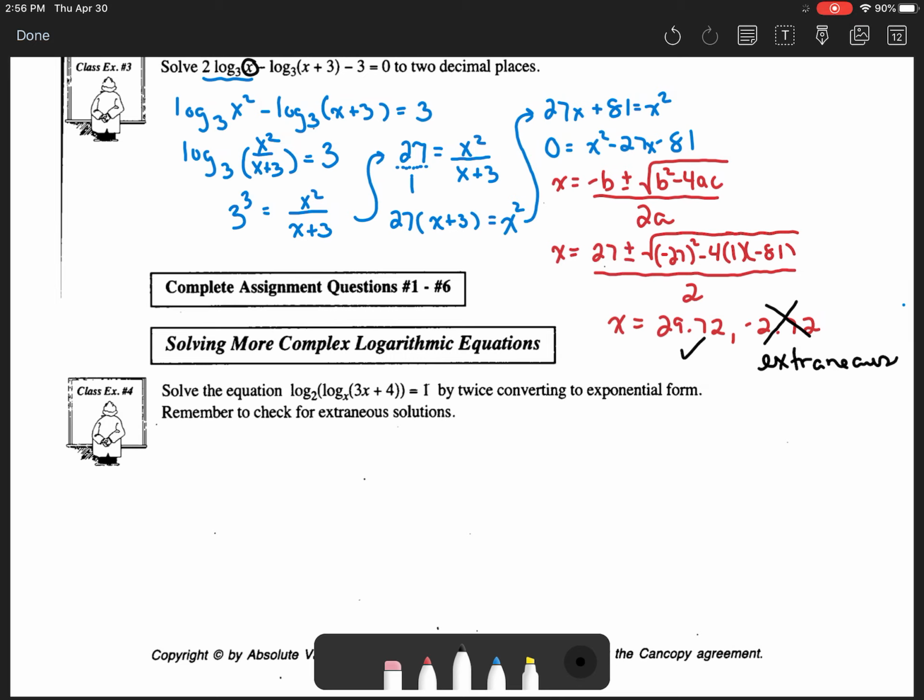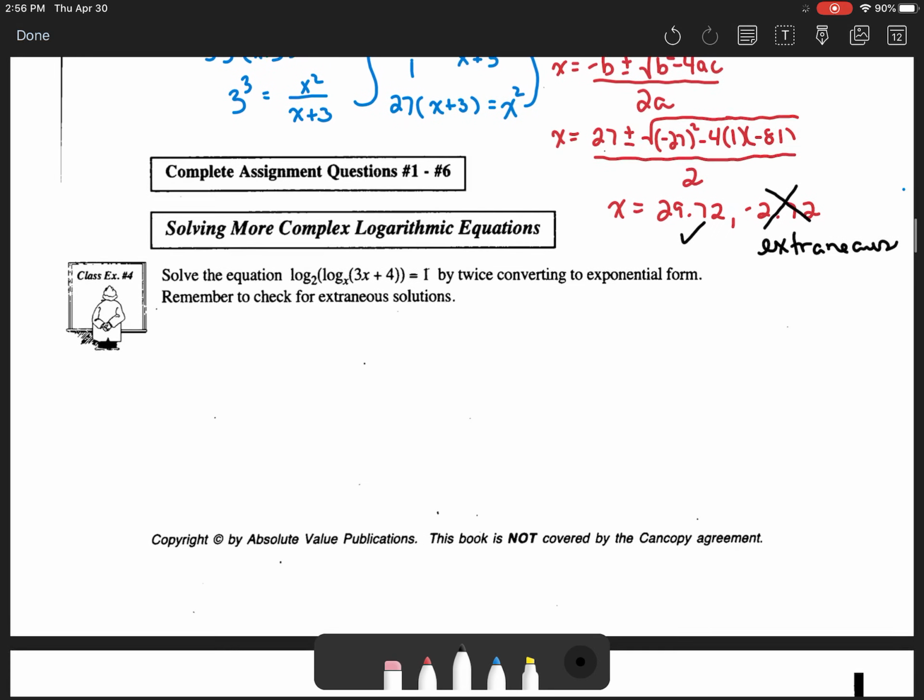So that first part of the lesson, pretty straightforward log equations. The next two questions on the next two pages are a little more complex, but again, we're using the same principles over and over again: the power law, the product law, and the quotient law, to solve all these log equations.